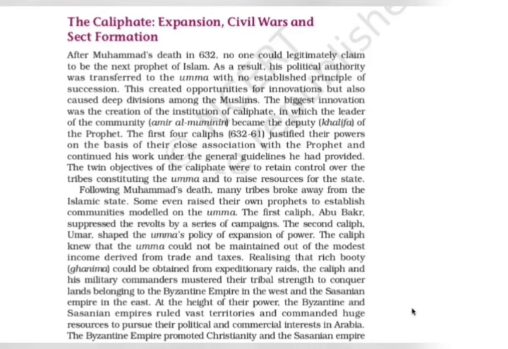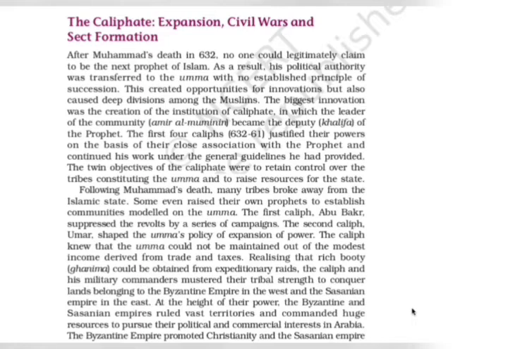The Caliphate: expansion, civil wars, and sect formation. After Muhammad's death in 632, no one could legitimately claim to be the next prophet of Islam. As a result, his political authority was transferred to the Ummah with no established principle of succession. This created opportunities for innovations but also caused deep divisions among the Muslims. The biggest innovation was the creation of the institution of Caliphate, in which the leader of the community, Amir al-Mu'minin, became the deputy, Khalifa, of the Prophet.